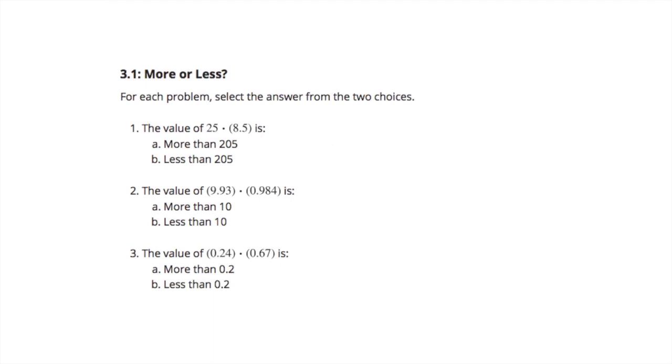Now, if we look at the first problem, since we're solving this mentally, we need to get some numbers that we can work with in our heads to come to an answer. 25 times 8.5 would be a little tricky to do in your head unless we were to break it up a little bit differently. If I were to take 25 times 8 to begin, 25 times 4 is 100, so 25 times 8 would have to be 200.